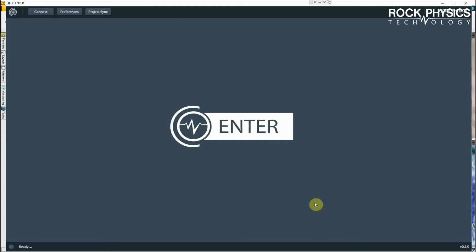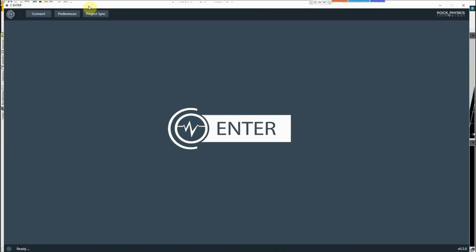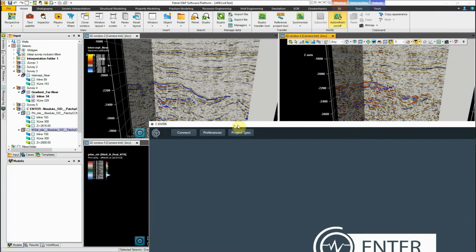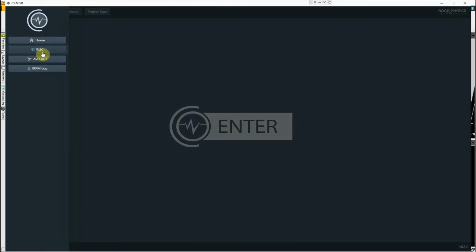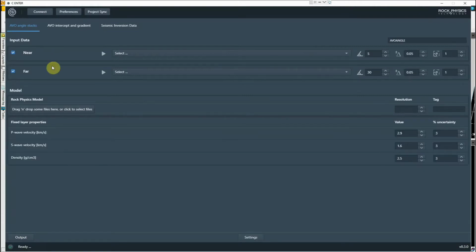So in this video we'll look again at the RISC, but this time using AVO data as input. So we have per thread running and we are connected to center. We go back into the RISC module, and this time we are going into the AVO intercept and gradient tab, and the principle is very much the same.